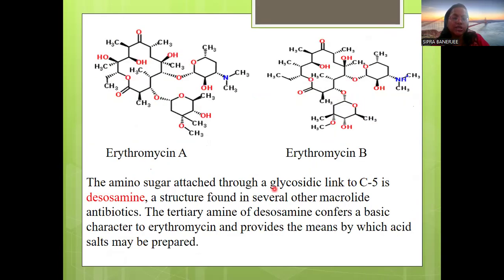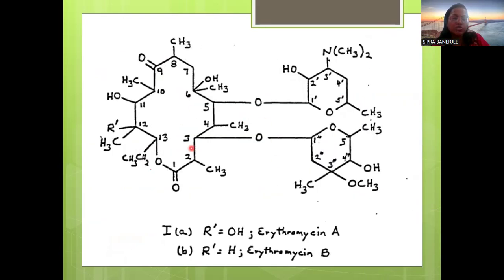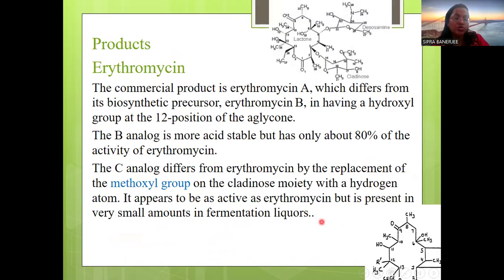So, if we give the simple structure, erythromycin is a macrolide mother component, where positions 2, 4, 6, 8, 10, 12, and 13 carry substituents. If you remember, the CH3 group is there, but at the 12th position, R1 and a CH3 group are there. If R1 equals OH, it will be erythromycin A. But if R1 equals H, then erythromycin B will be there. Then another component is erythromycin C also.